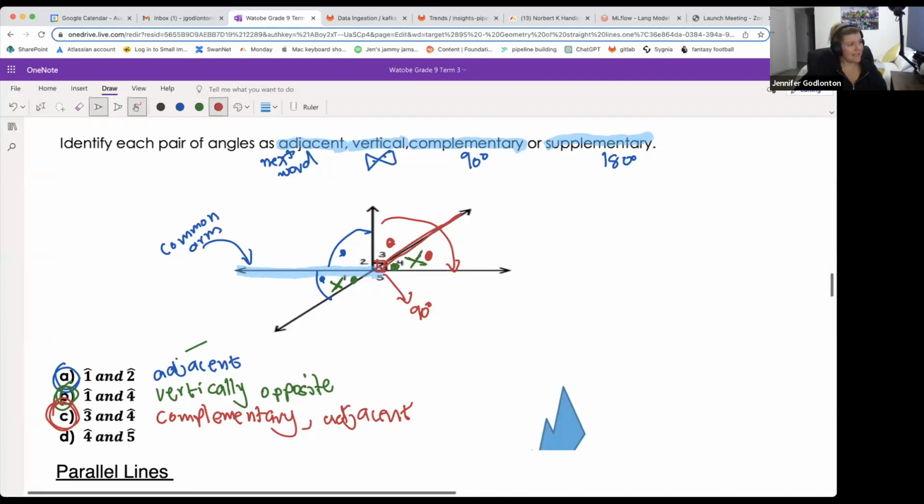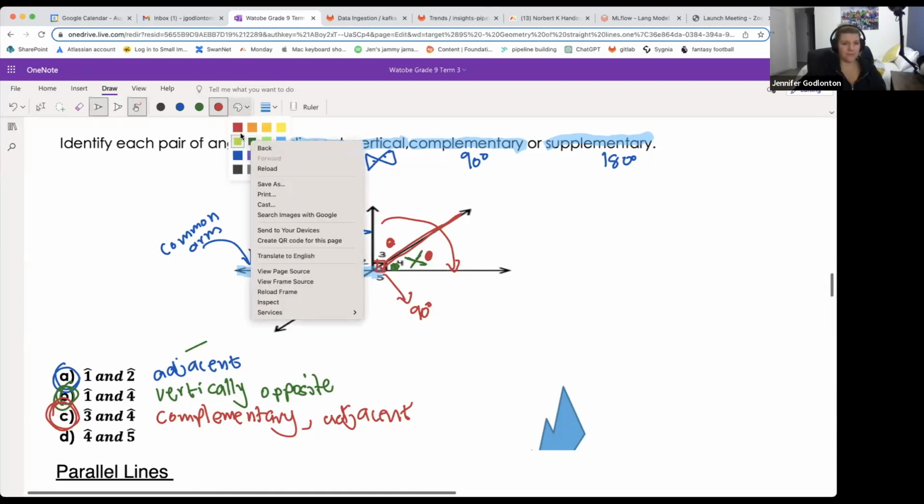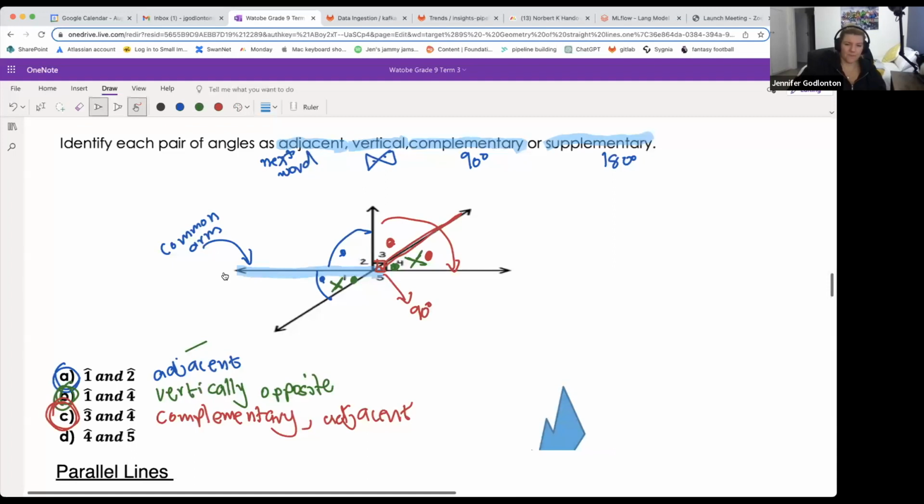You can answer this next question. Tell me for angles 4 and 5, what would my answer be? Ma'am, 4 and 5 are supplementary. Good, they are absolutely supplementary. What else are they? And adjacent. Yes! Beautiful.